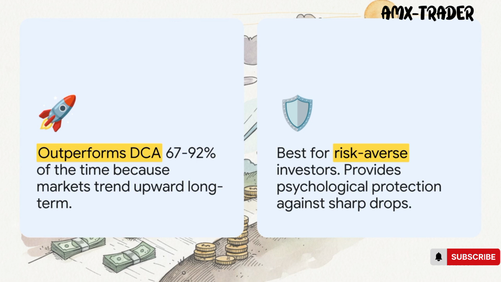Now, major studies from huge firms have shown that if you have a big pile of cash ready to go, just investing it all at once, what we call lump sum investing, actually beats DCA somewhere between 67 and 92% of the time. Why? Well, because over the long haul, markets tend to go up. But, and this is a massive but, DCA provides this incredible psychological shield. It protects you from the gut-wrenching fear of investing everything right before a huge crash, which helps you stay invested when things get scary.